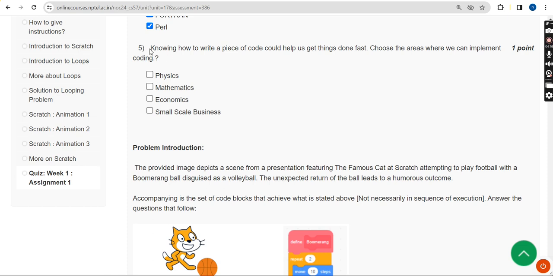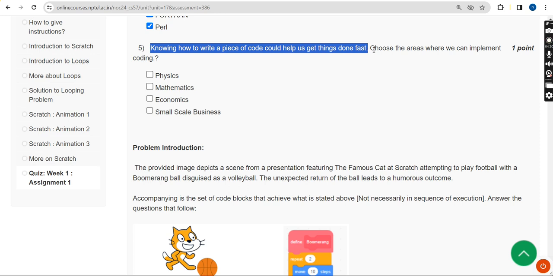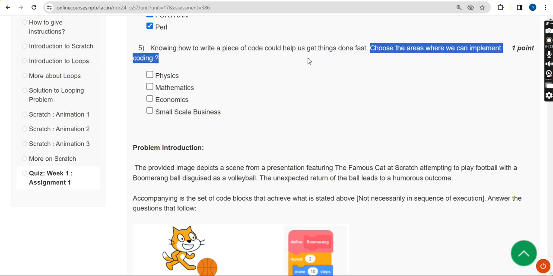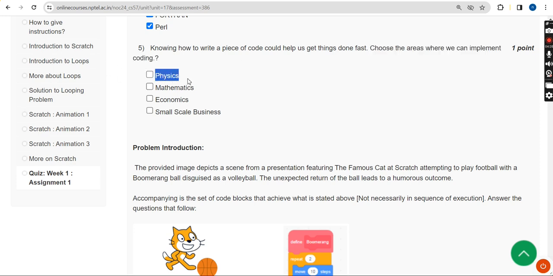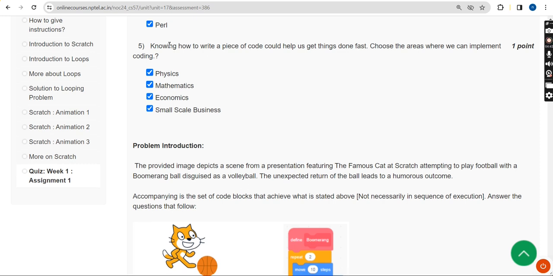Fifth one, knowing how to write a piece of code could help us get things done fast. Choose the areas where we can implement coding. So if you see physics, mathematics, economics, small scale business, all these four areas can be related to coding, right? So we can implement coding in all these four fields, guys. So next, moving on to the sixth question.